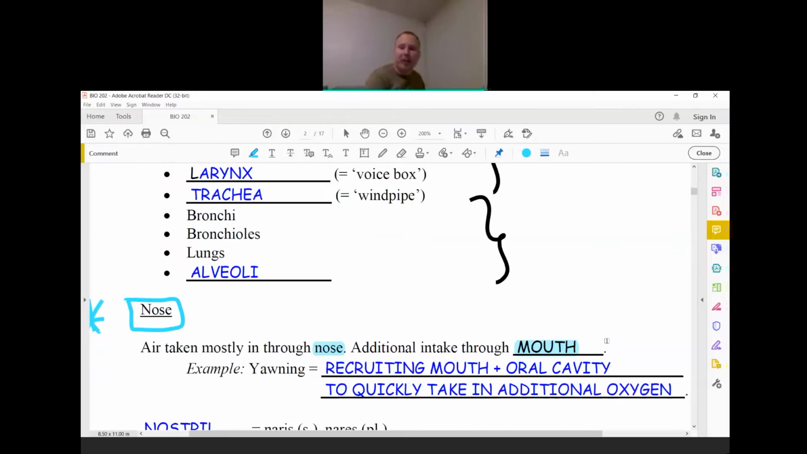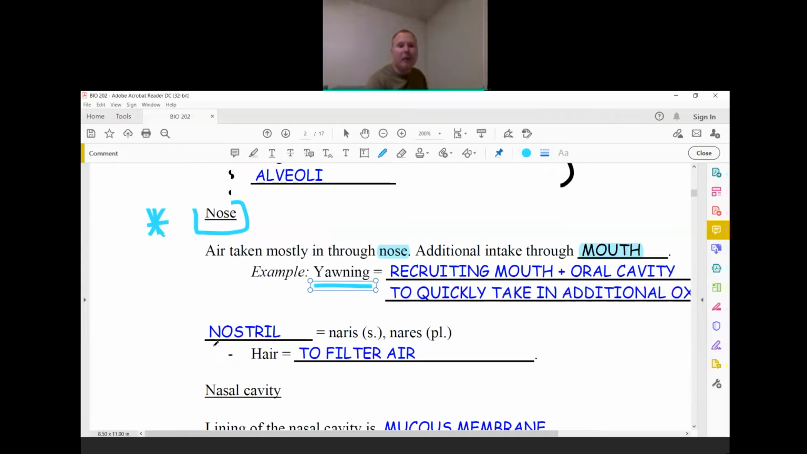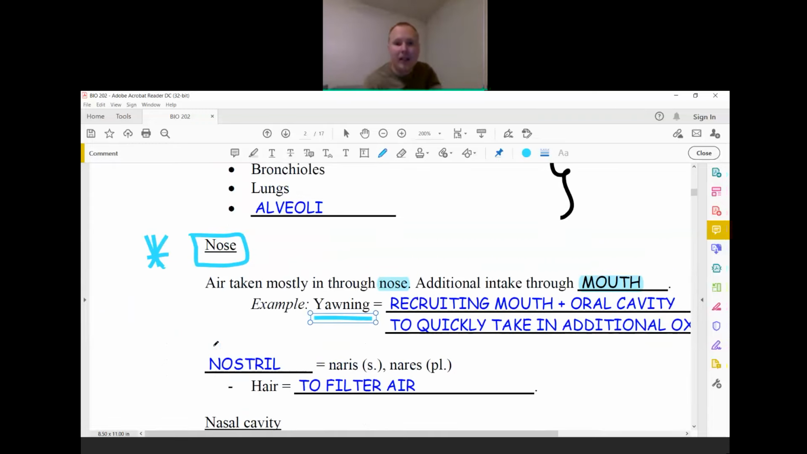It's just a way of recruiting the mouth to assist with the oral cavity to get in additional oxygen. The other thing that I wanted to mention in terms of the nose is that we end up finding within the nose at the nares, nostrils, hair. And this hair serves an important role.